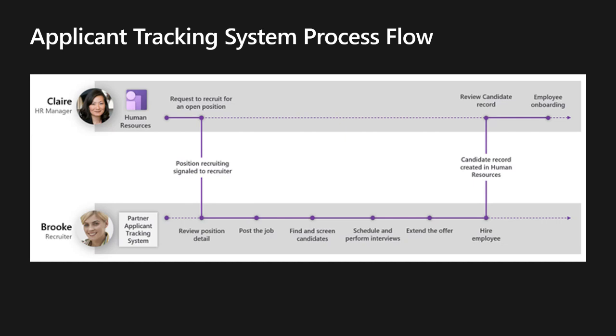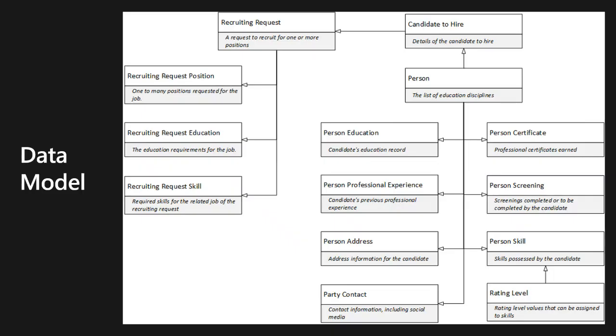Once that candidate is marked as ready to hire in the applicant tracking system, that's when we move the candidate details back into Dynamics 365. Here we can review that candidate record and enrich it, add additional information, and once they're hired and they become a worker, we can start that employee onboarding process. So that's a functional look at where the different actions will happen between the Dynamics 365 application and your ATS system. Now I want to take a look at the data model.